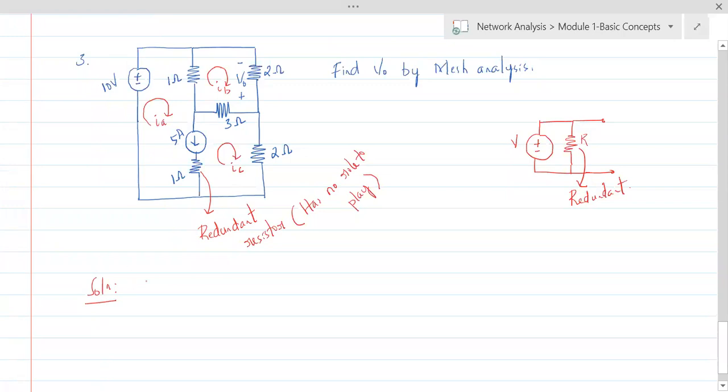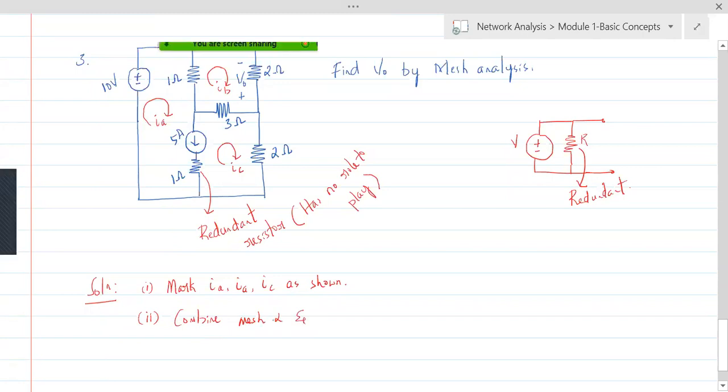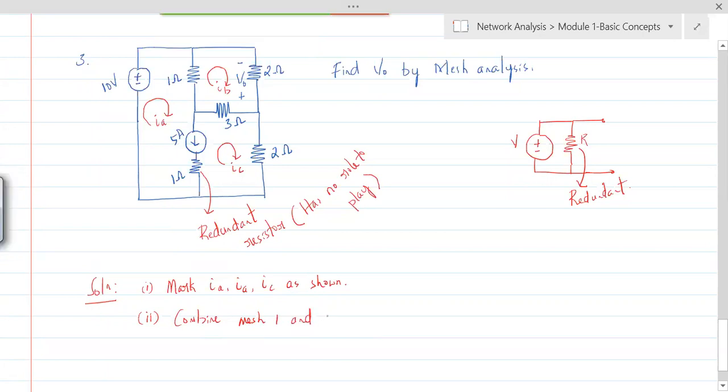Okay, fine. Now, after marking what? So first thing is: mark IA, IB, IC as shown. Second step is what? Combine which two meshes you are combining. Combine mesh 1 and 3. This is not mesh 2, sorry. Mesh 1 and 3 to form super mesh as shown.